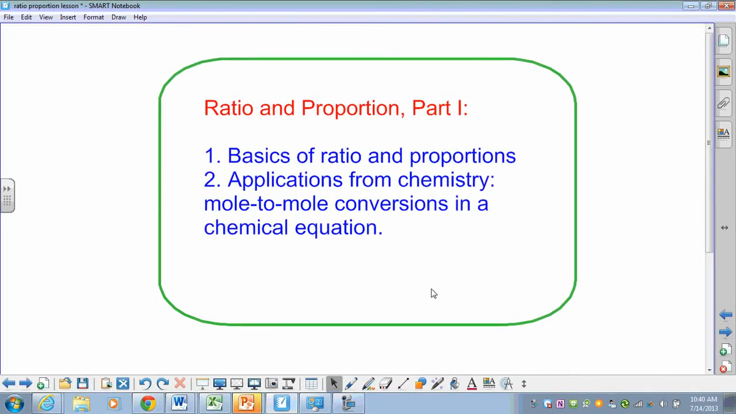In this lesson, we will review basic concepts of ratio and proportion. We will also solve some applications from chemistry, including multimole conversions in a chemical equation. Let's get started.